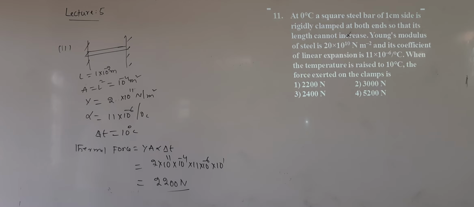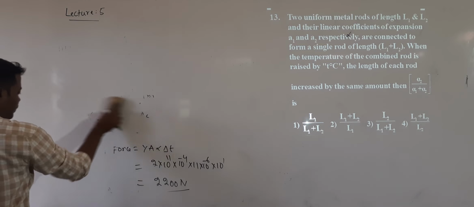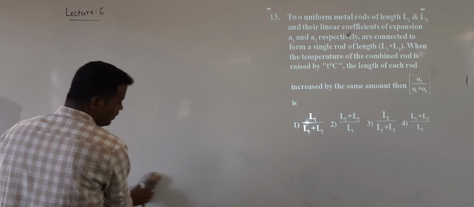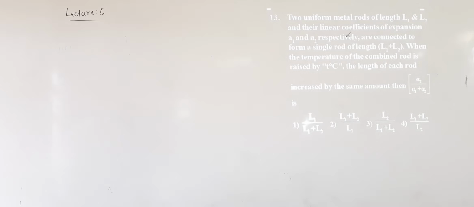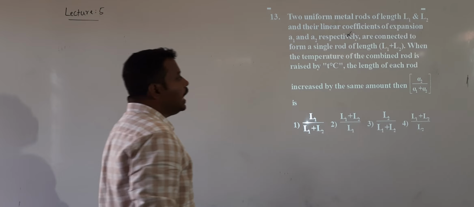Question number 11 done. Next, question number 13, an important question. What is this question? Two uniform metal rods, with lengths L1 and L2 and linear coefficients of expansion alpha 1 and alpha 2 respectively, are connected to form a single rod of length L1 plus L2. When the temperature of the combined rod rises by T degrees, the length of each rod increases by the same amount. They ask us to calculate alpha 2 by alpha 1 plus alpha 2.